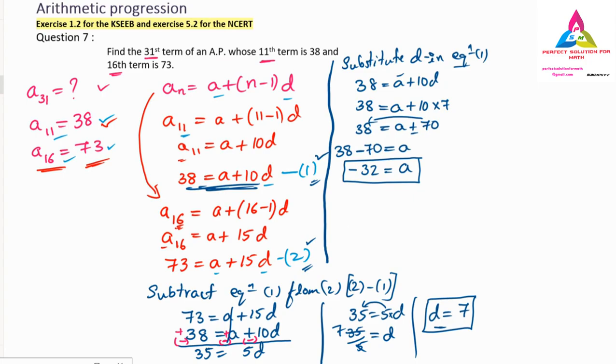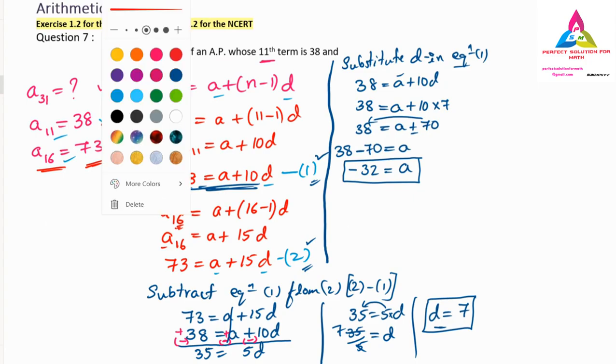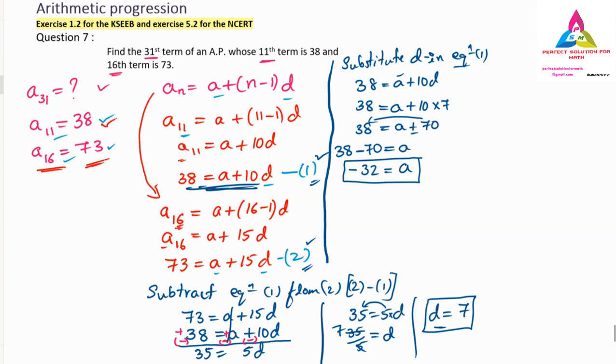Now we will move further, because we need here not only the a and d value, we want over here a31 that we have to find. So how to find a31? I will solve it here. So a31 we have to find. A31 is nothing but a plus 30d. For those who don't know, substitute in this formula: an is a plus n minus 1 into d.